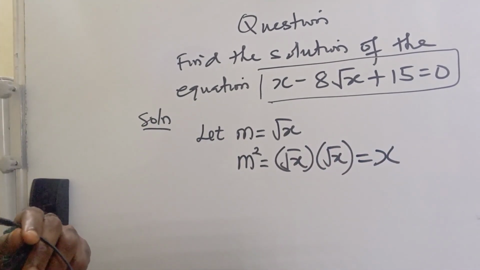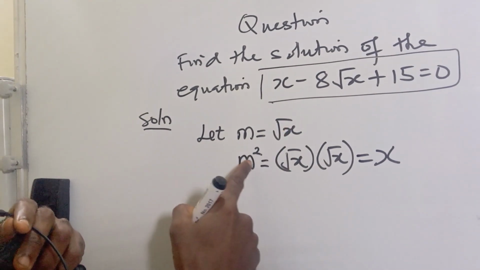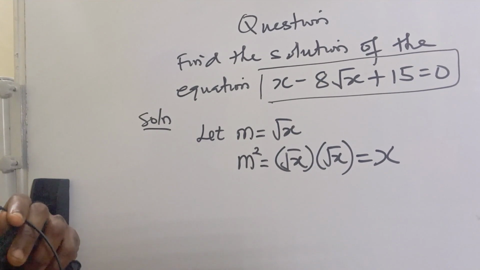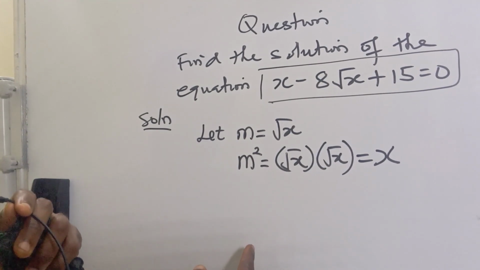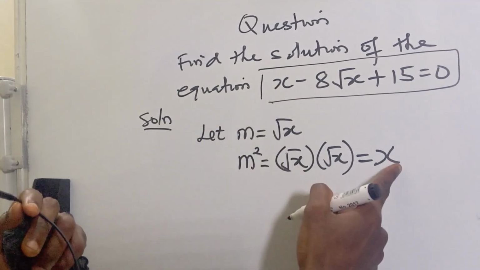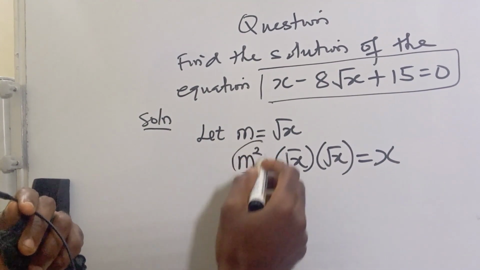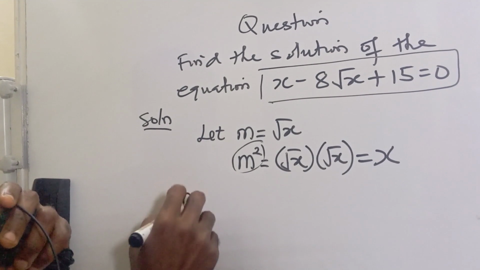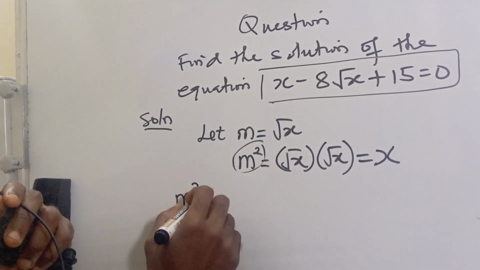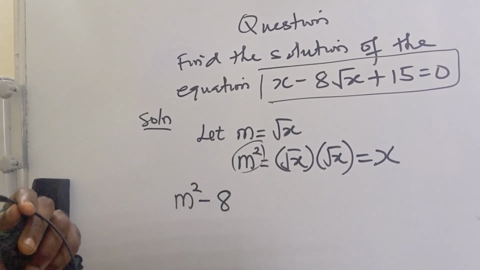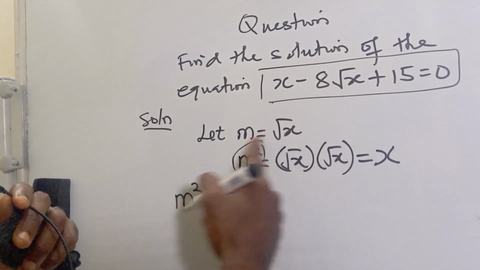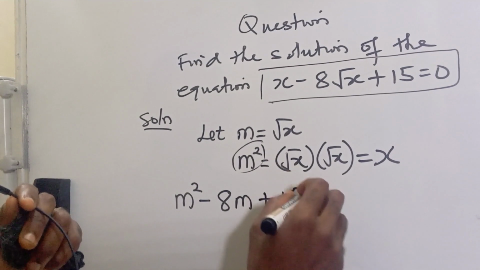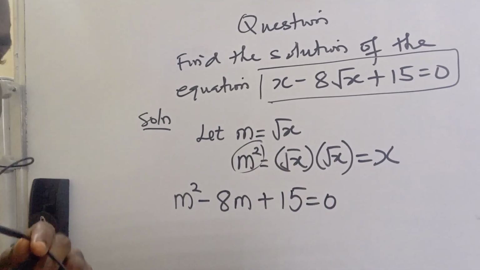So having established that, we are going to substitute for m and m squared. Instead of x, I'm going to put m squared. So this is our equation. We can write it as m squared minus 8, and the square root of x here stands for m, plus 15 is equal to 0.